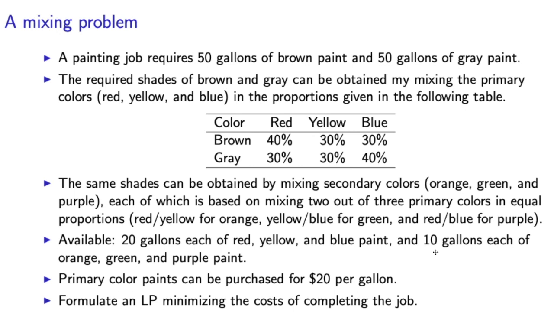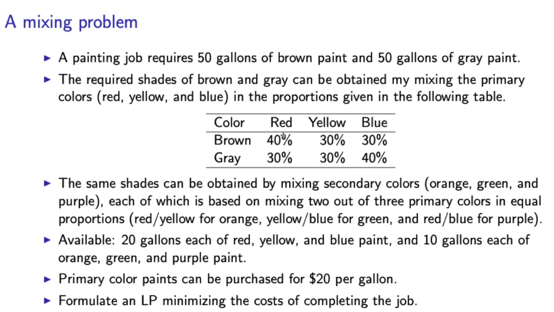colors. Now, for sure we are going to run out of paint because we require 50 gallons of brown and 50 gallons of gray, and this gives us 100 gallons of paint total that we need. But for the availability, we have 20 gallons each of primary colors, which is 60 gallons total, and then 10 gallons each of secondary colors, which is 30 gallons total. So overall we have 90 gallons of paint, and we need 100 gallons, right?